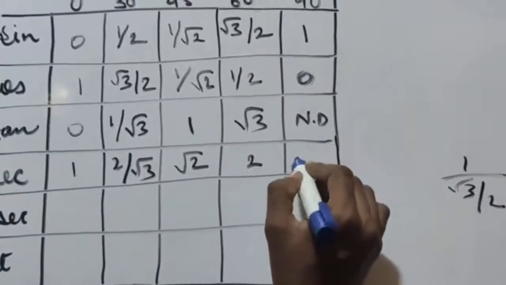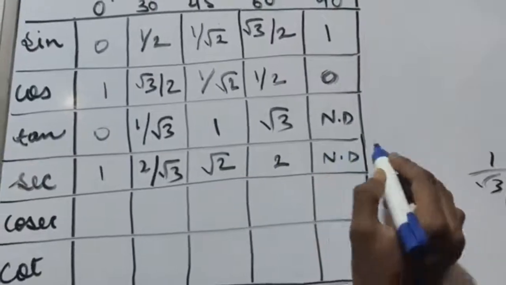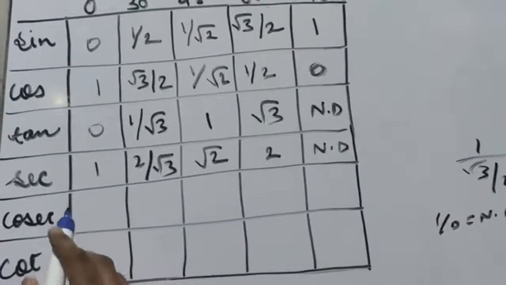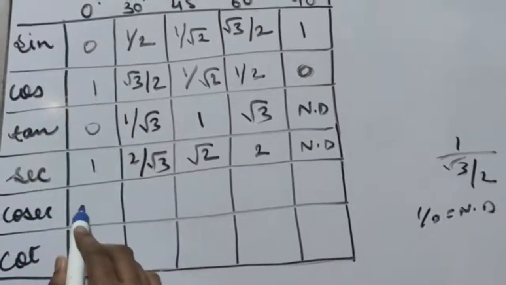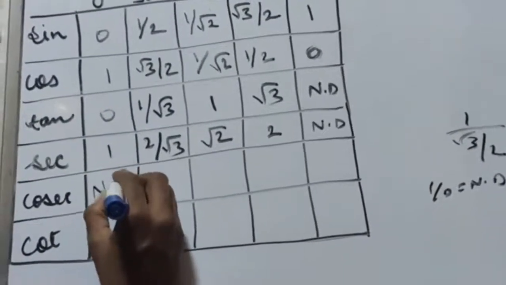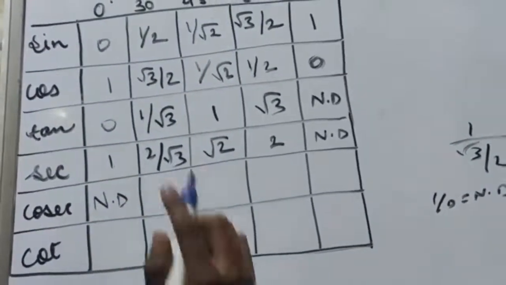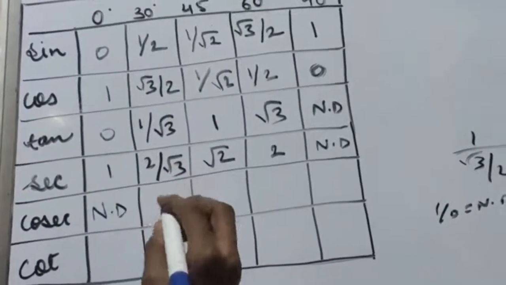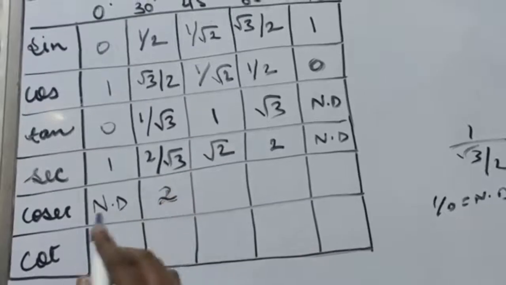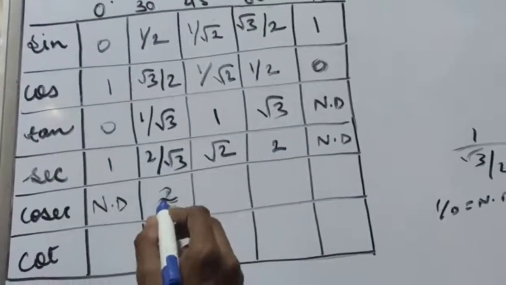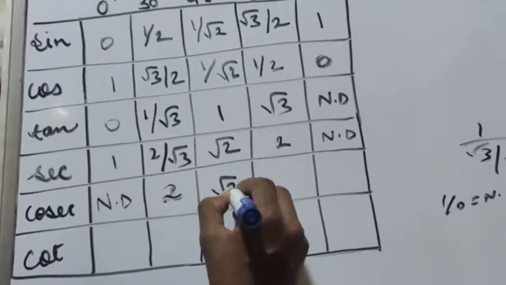Here again it will be not defined because 1 upon 0 is not defined. Understood? Now cosec, you know, is the reciprocal of sine. Here 1 upon 0 is not defined. 1 upon 1 by 2 is 2. Now you can simply write the opposite of sec. Here it is 2, so we have written 2 over here. Root 2 will be same.